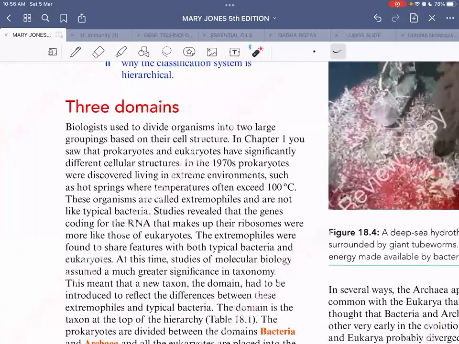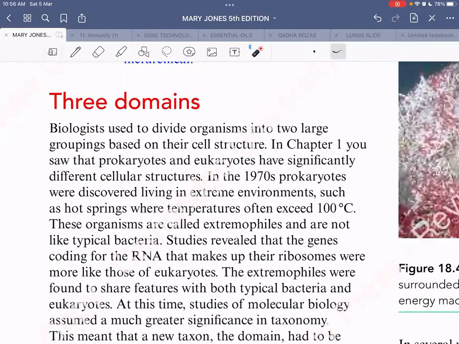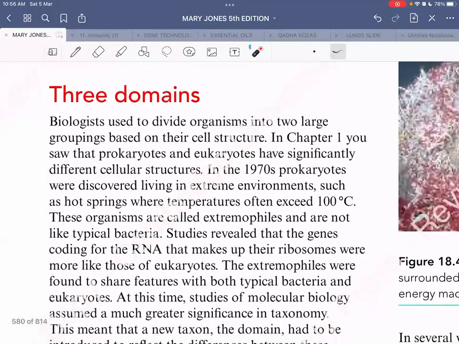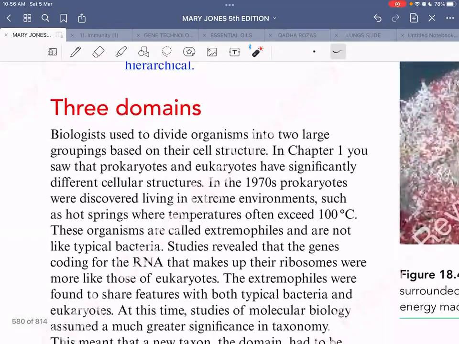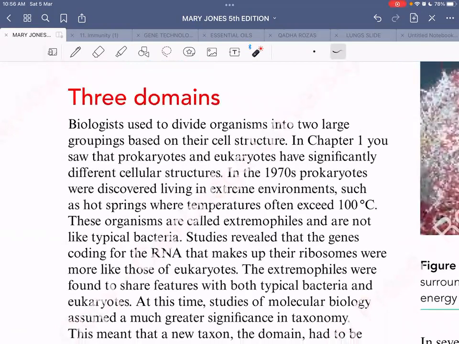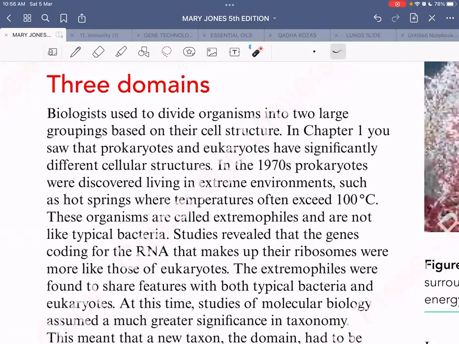Basically, अब तक पूरी दुनिया में on this earth, all the life on this earth has been divided into 3 domains. ठीक है? अच्छा, कैसे? अब हम करते हैं. In chapter 1, you saw that prokaryotes and eukaryotes have significantly different cellular structures. आप सबको pro and eukaryotes के differences आते हैं? Clear है इस पे? Yes, miss. टेबल भी हमने की थी, रिवीजन भी किया था एग्जाम से पहले.